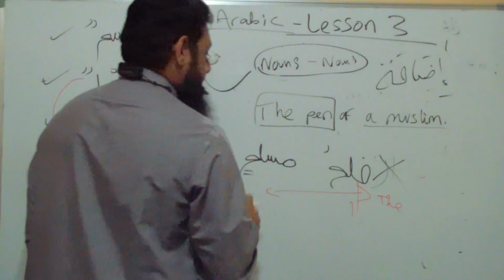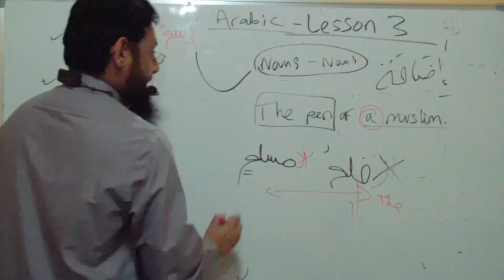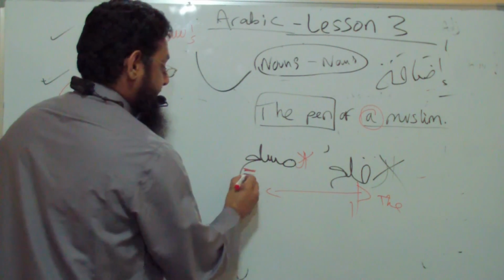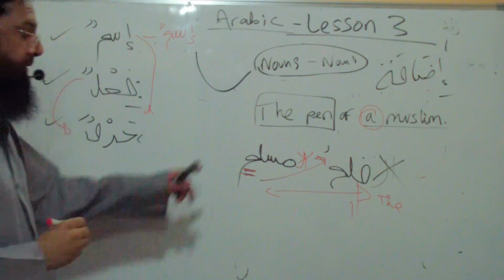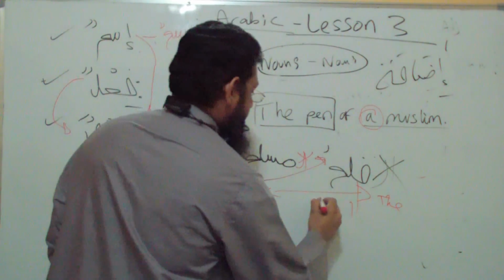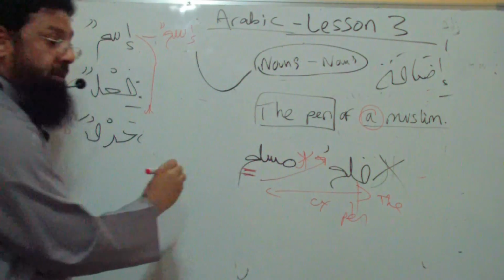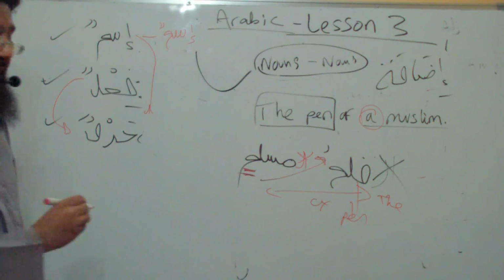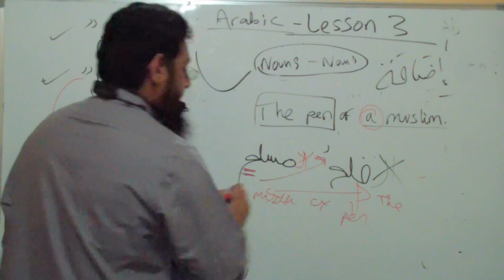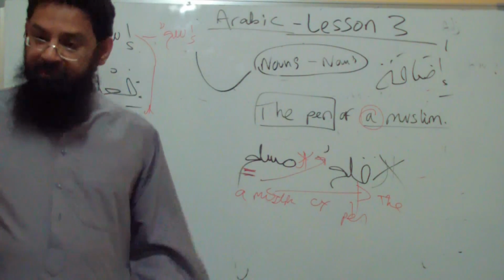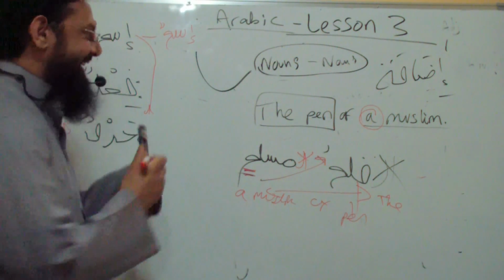And Muslim doesn't have al because it's a Muslim, but it must be in genitive. So look at the difference: one is dhamma, one is genitive. So it must be "of". You can put the pen, and because it's double tanween, Muslimin, it must be a Muslim. The pen of a Muslim. Easy, isn't it? Good.